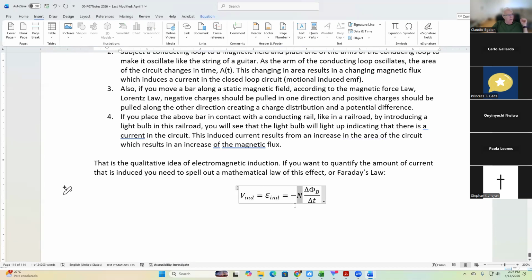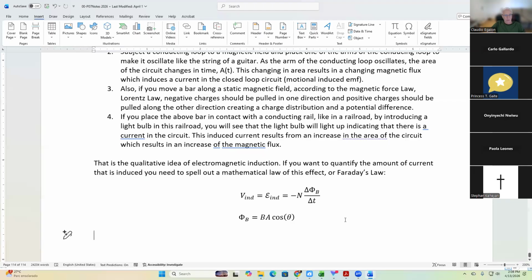N, what's N? N is the number of loops in your circuit. And here is the change of magnetic flux with respect to time. And the magnetic flux, you already know, right? What's the magnetic flux? The magnetic flux is given by the magnetic field multiplied by the area and the cosine of the angle between the magnetic field and the area vector. I'm going to abbreviate it as theta, like that. That's what the magnetic flux is all about.